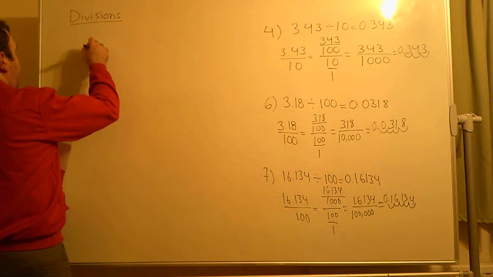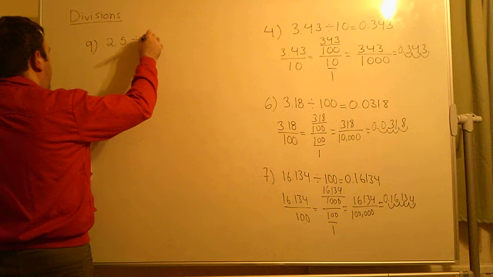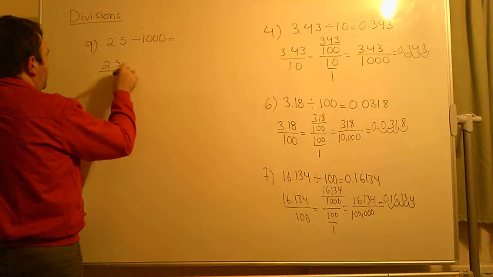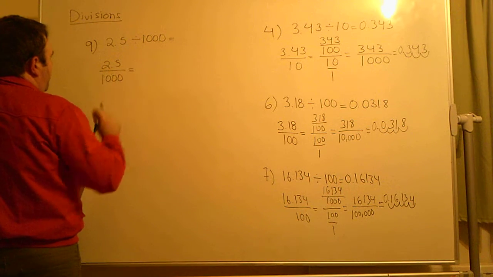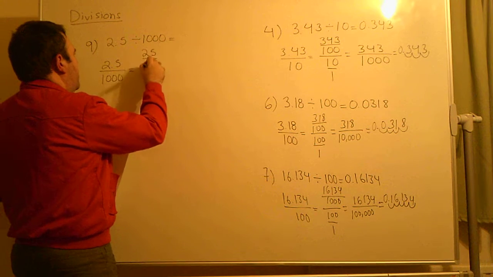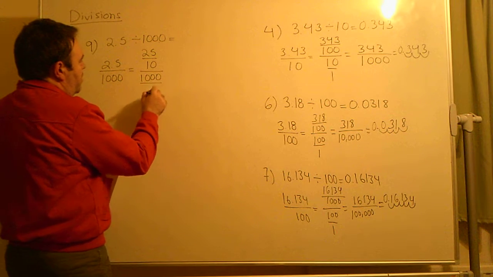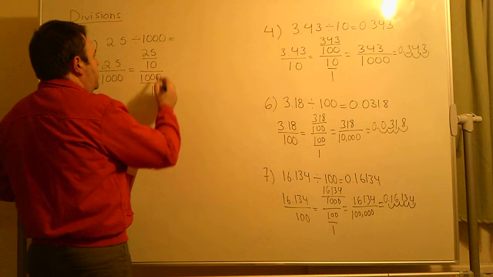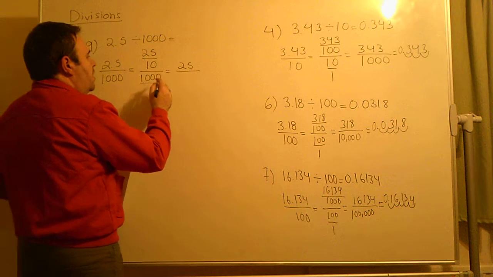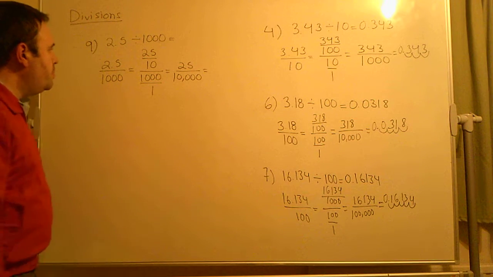So now we're going to skip up to example number 9, which would be 2.5 divided by 1000. So we will have 2.5 divided by 1000. So this would be 25 divided by 10 divided by 1000, and this 1000 is divided by 1. So 25 times 1 is 25, and then 10 times 1000 would be 10,000.